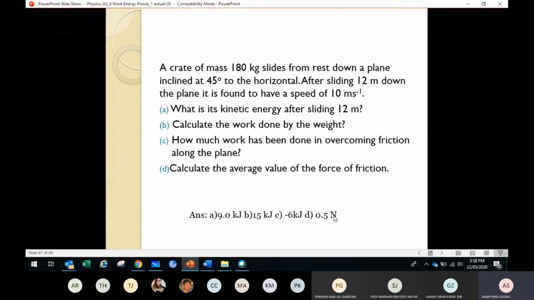This is straightforward. The kinetic energy is half mv square. So part A shouldn't be a problem. Half times 180 times speed, 10 square. Half times 180 times 10 square, so you get 9 kilojoule, right? Not 9,000 kilojoule, 9 kilojoule or 9,000 joule.